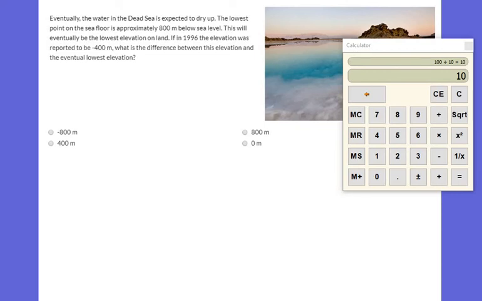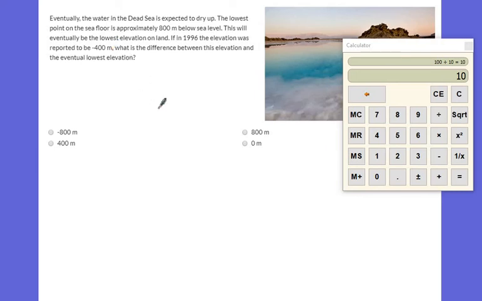Eventually the water in the Dead Sea is expected to dry up. The lowest point of the sea floor is approximately 800 meters below sea level. This will eventually be the lowest elevation on land. If in 1996 the elevation was reported at negative 400 meters, what is the difference between this elevation and the eventual lowest elevation? So the lowest one is going to be negative 800 because it's below sea level. Right now it's at negative 400. They want to know the difference between those two.